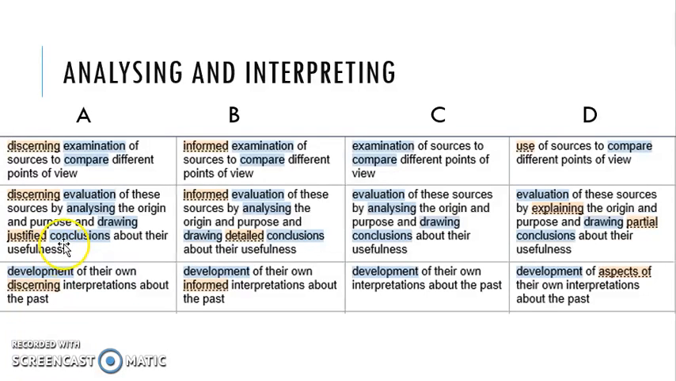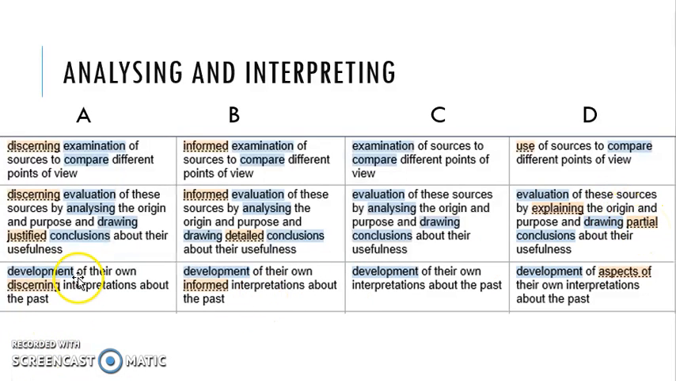For an A in this criteria, you need to have discerning evaluation and justified conclusions about relevance. For a B, you need an informed evaluation and detailed conclusions about relevance or usefulness. For a C, you have simply analysed and drawn some conclusions. And for a D, you have some explanation and some partial conclusions.